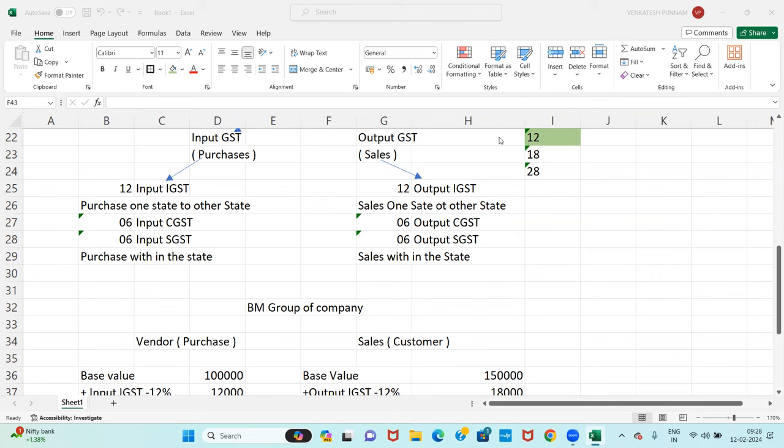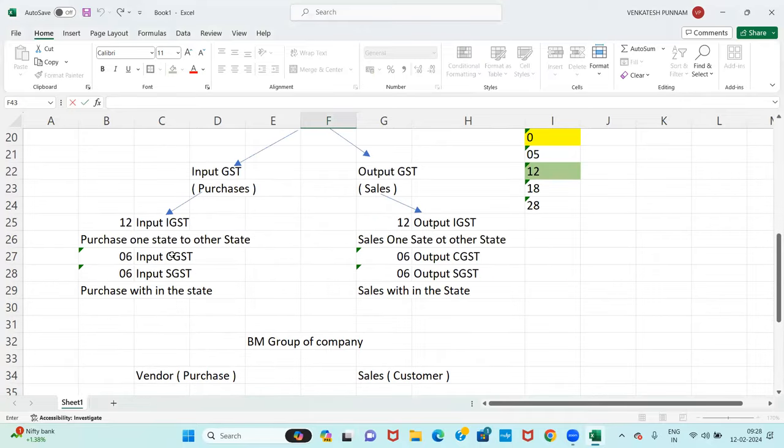Very simple, everyone. The rate and process everything will not change. Just in the place of SGST, we need to add UGST. The rate and percentage do not change, only the terminology changes. If your business is in a state, you add SGST on output and input. If your business is located in a union territory, you add UGST. That's it.